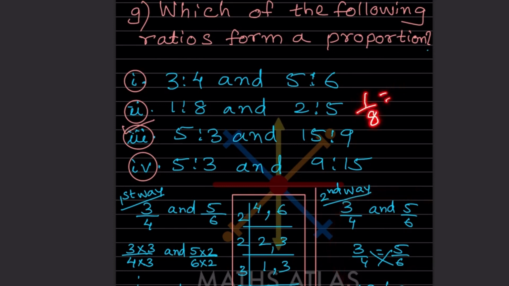1 by 8 is equal to 2 by 5. So when you cross multiply this one, so what will be this? 5 is going to be 8 2s are 16, which is not in proportion. So this is not in proportion.